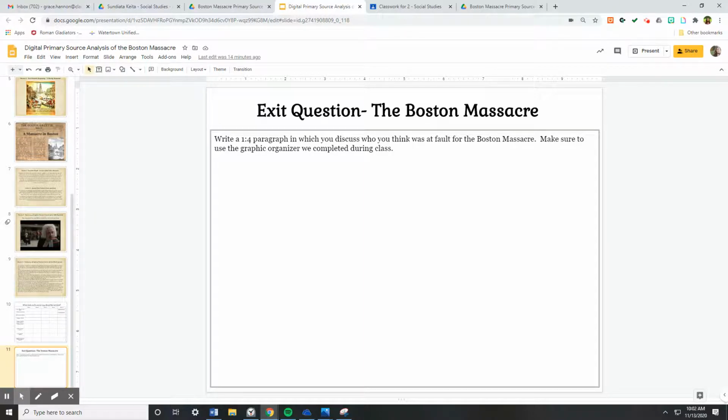This question is asking you to pick a side. So you must pick either the British or the colonists. You cannot be putting, well, maybe it's both. It's asking you to pick a side.